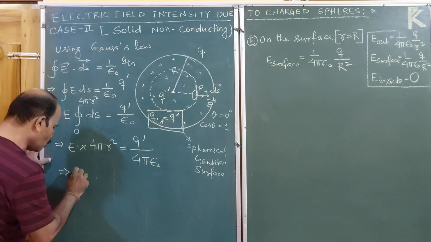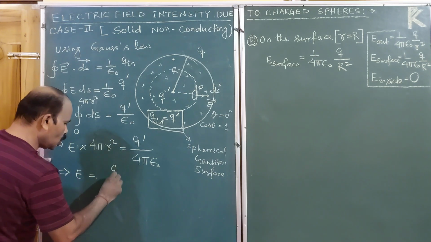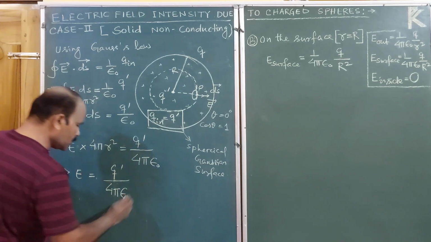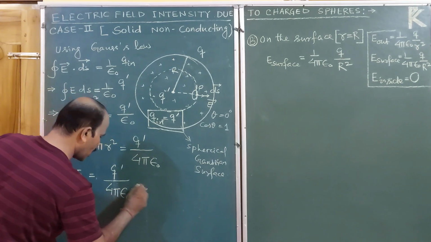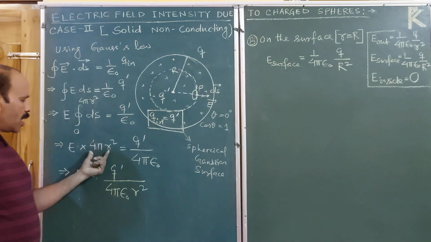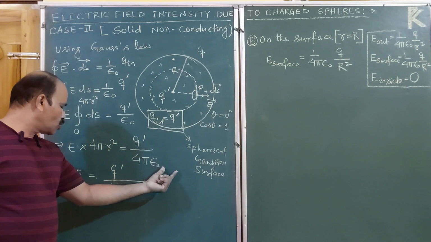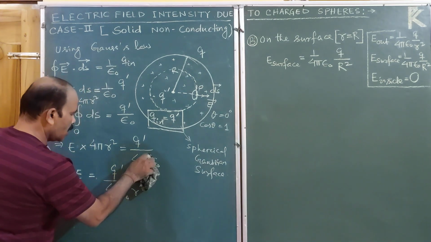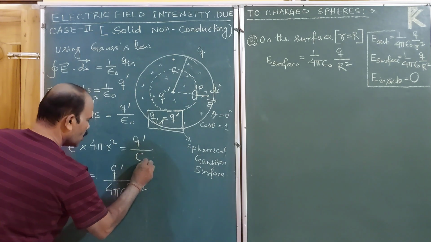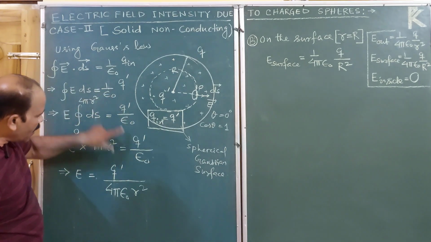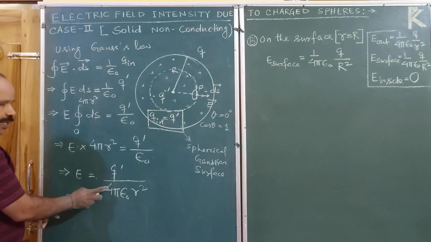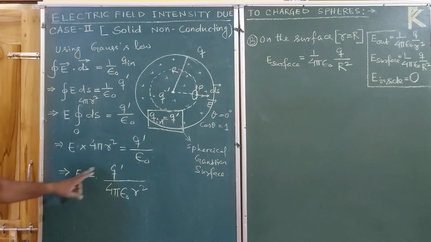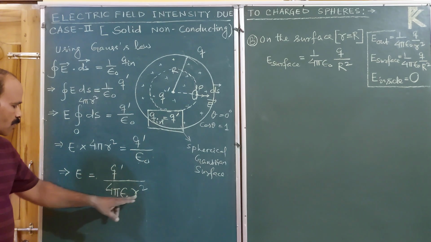Now E will be equal to q dash divided by 4 pi epsilon naught times r square. So 4 pi r square goes to the denominator. Sorry, so this is q dash divided by epsilon naught. Now in this step, this 4 pi r square goes to the denominator of RHS. So E will be equal to q prime divided by 4 pi epsilon naught r square.